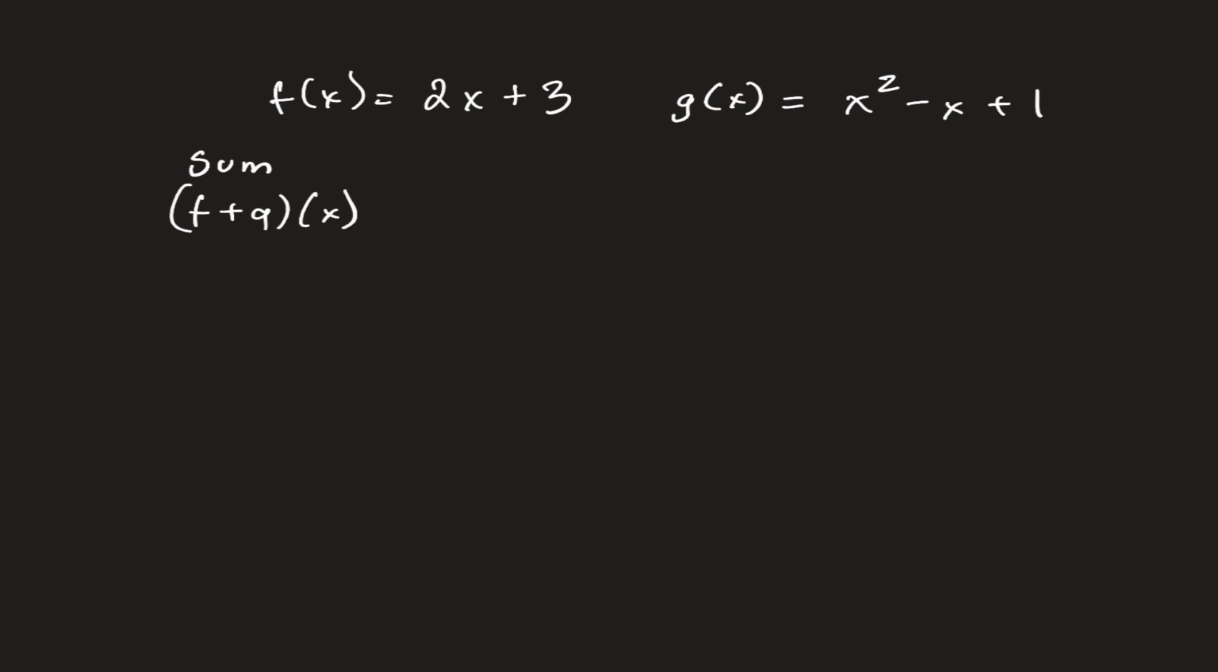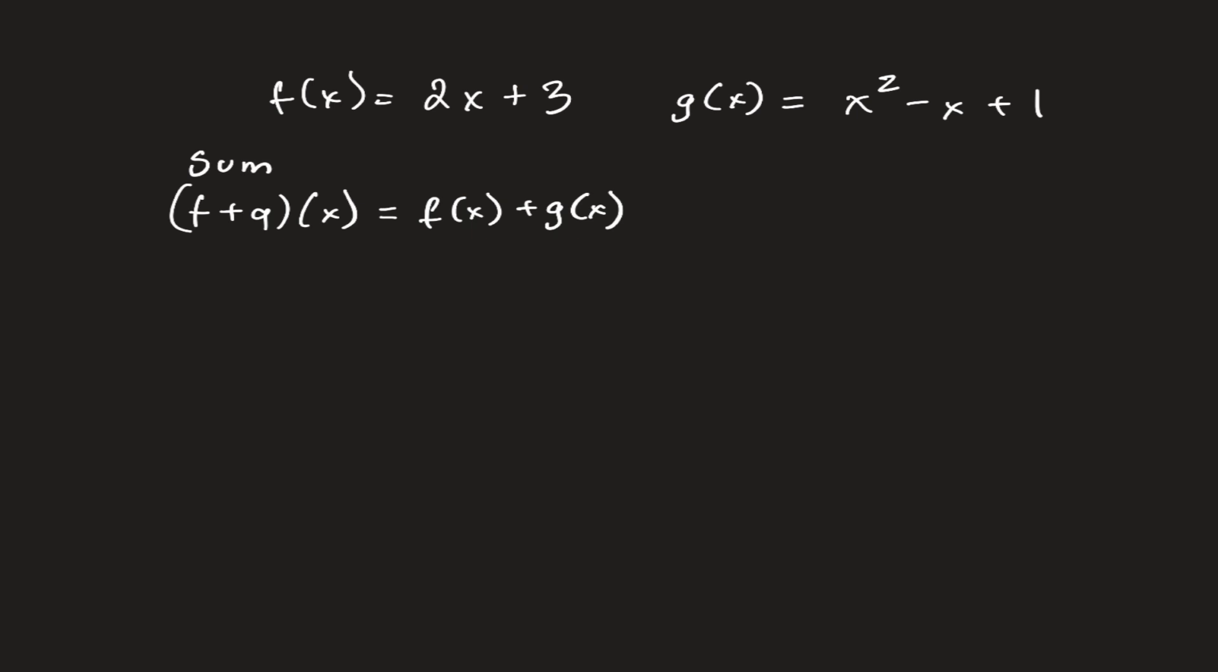Let's say that f of x is equal to 2x plus 3, and some other function g of x is equal to x squared minus x plus 1. Our first arithmetic combination is the sum, which means that we can add two functions together, f plus g of x. Another way it can be written is f of x plus g of x.